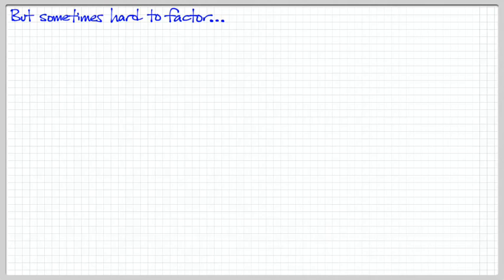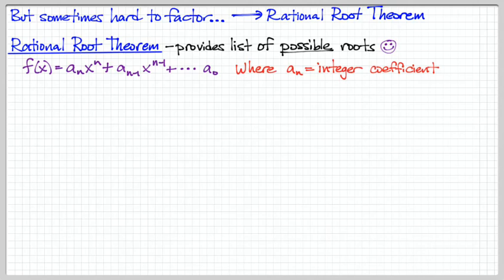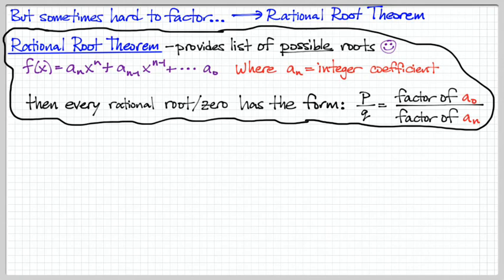Okay, but sometimes it's hard to factor. And this is where the rational root theorem comes in. Sometimes the different methods that we have to use to factor don't work. So the rational root theorem is a way of creating all the different possible roots of a polynomial.